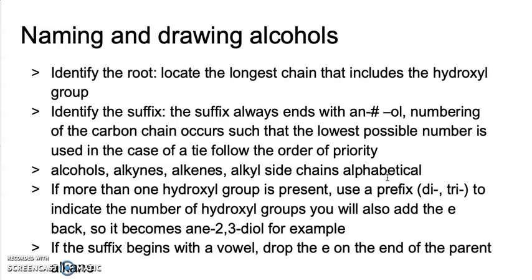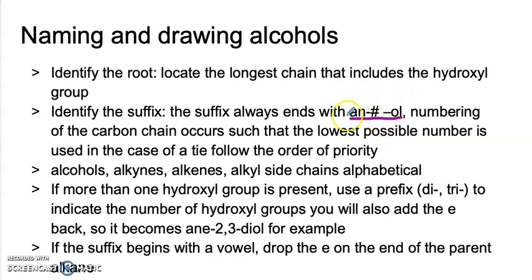When you get to the suffix, the suffix is always going to end with an dash number dash all, okay? Why do we need a number? We need to know where to put the alcohol. If we don't have a number, we don't know where to put the alcohol. Why it's ending with an is because most of the time alcohols are actually alkanes, right? So if you think about alkanes, they would end with ane.